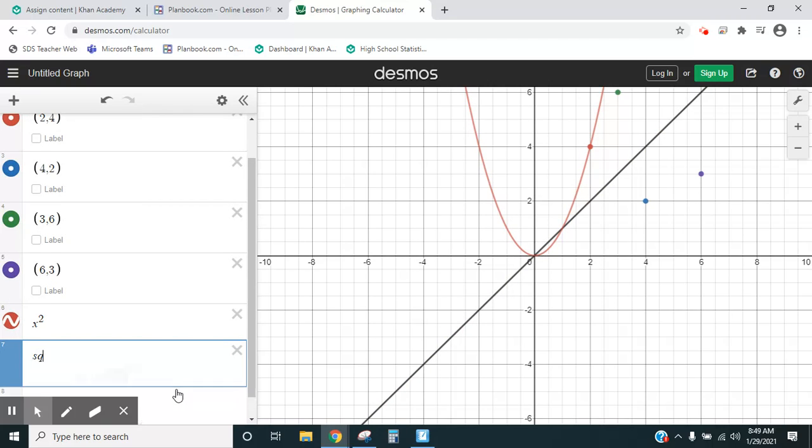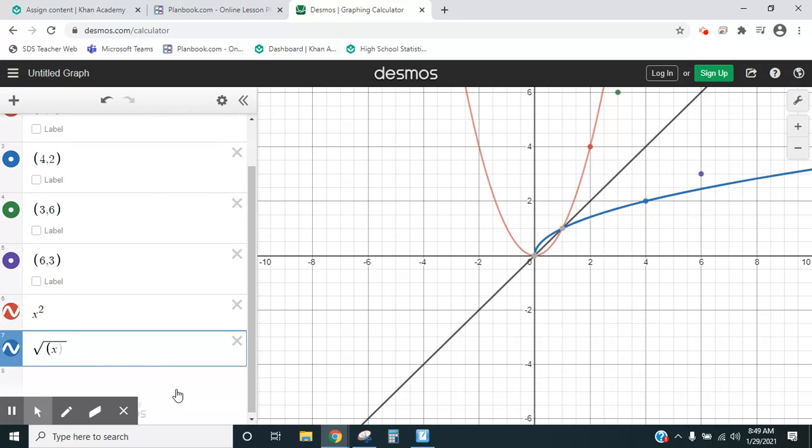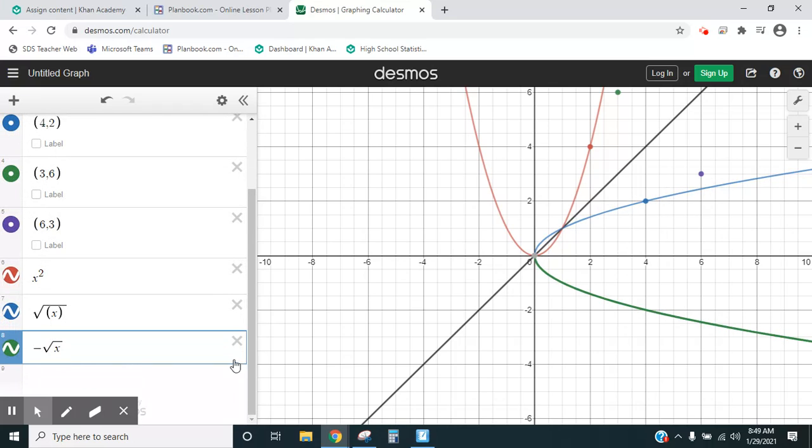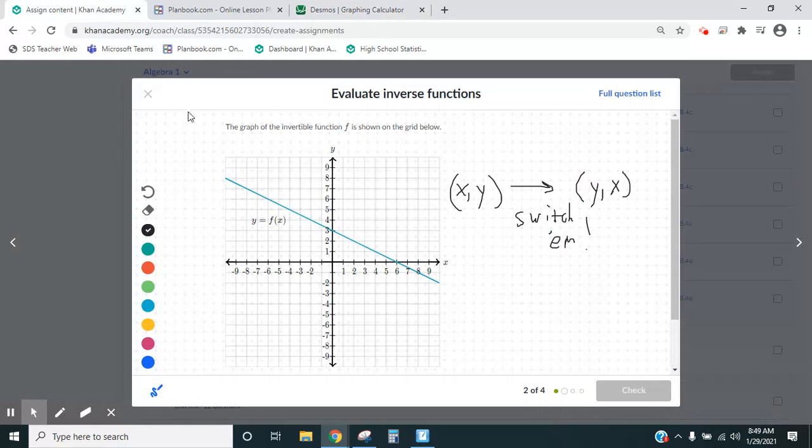Then I have to do 2 of these, but that's an example of an inverse. Square root and x squared. And now you don't have to do all that crazy stuff, right? We're just going to talk about individual points. But that's what an inverse is, right? So x, y becomes y, x, and you just switch them.